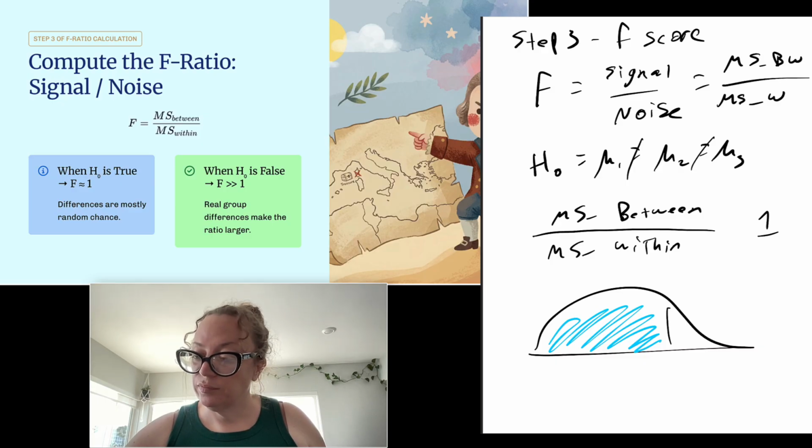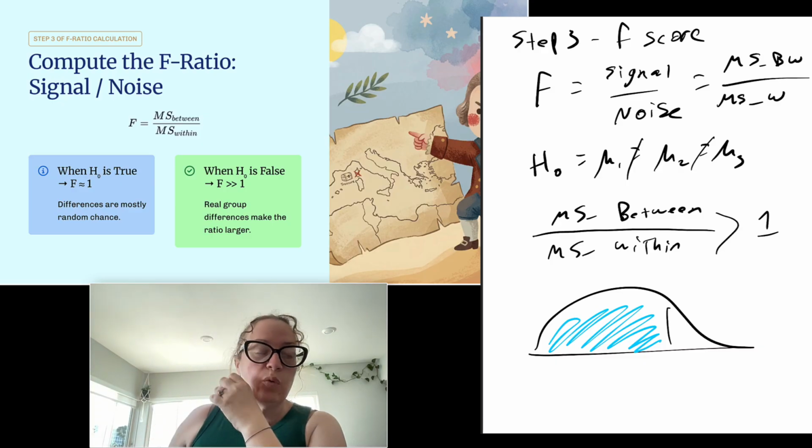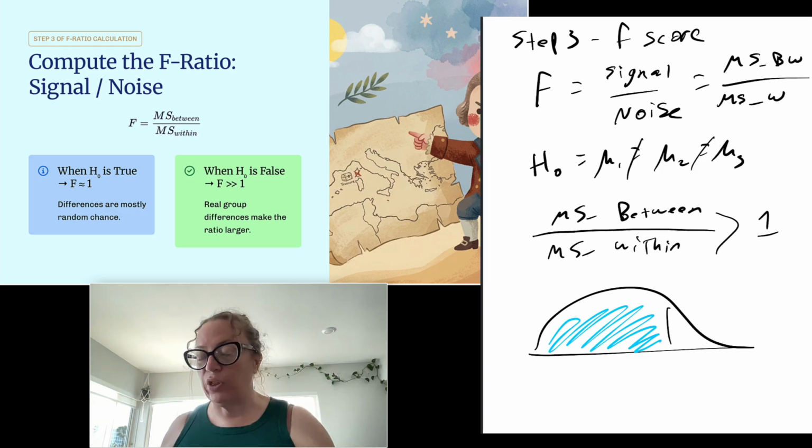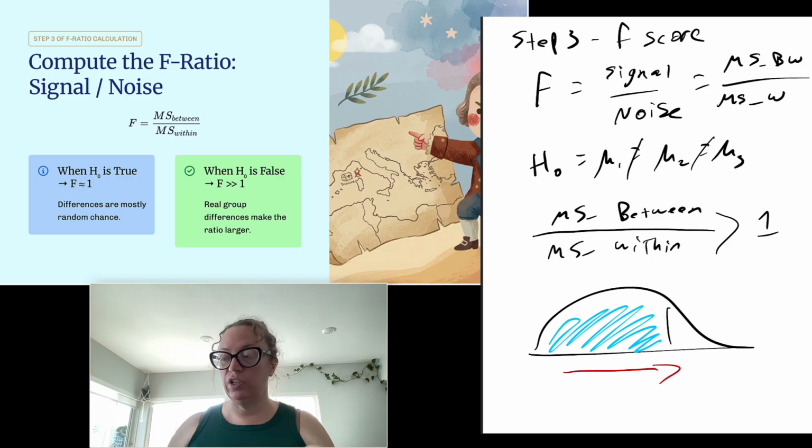Okay? This is going to be much bigger than 1. Now, what that is, I don't know. That's what we're going to calculate. But it's going to start moving your F score into that right tail, into the rejection region where we say we reject the null hypothesis. There is truly a difference, okay? And we'll find out what that rejection region is with our critical F value. Remember, we'll look that up in our F table.